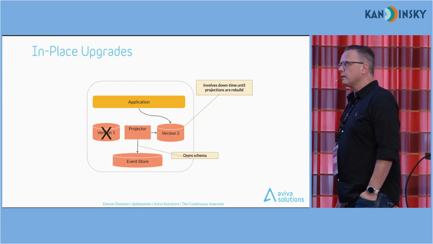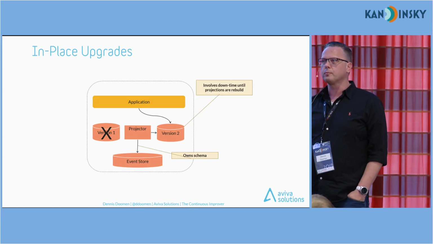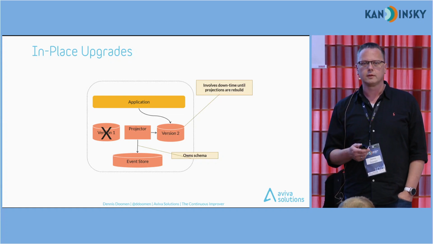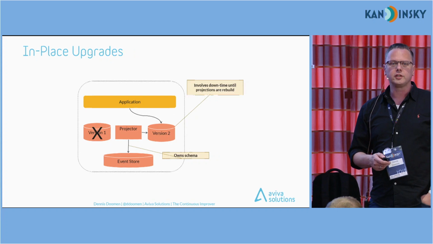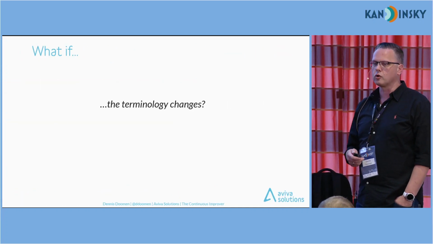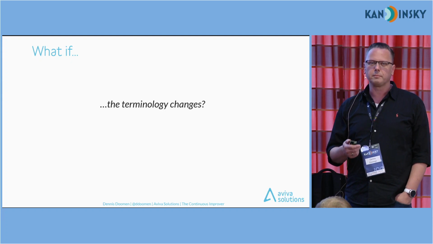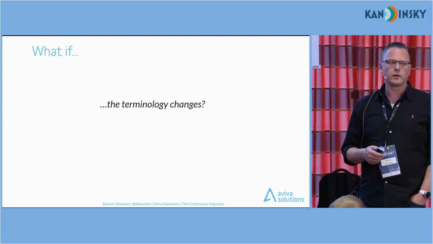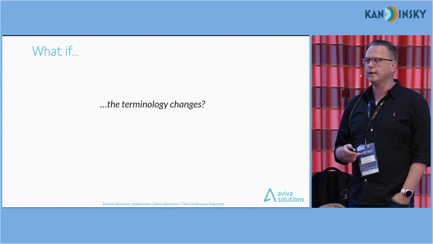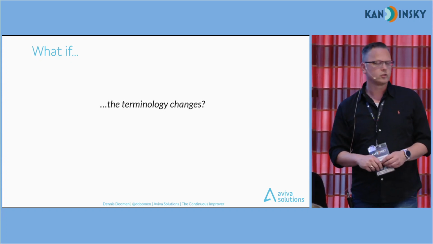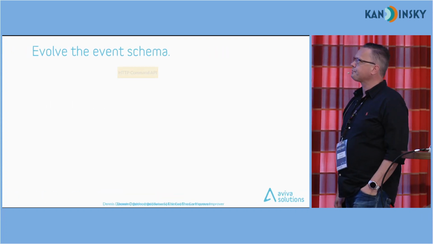So, as I said, your domain is completely encapsulating the business rules and the terminology of your client. What if that terminology changes? That's quite common, right? You've chosen the wrong term, you use something a bit too technical. So instead of a customer was created, they actually want to call it a customer was registered or something like that. So you have to evolve the event schema.